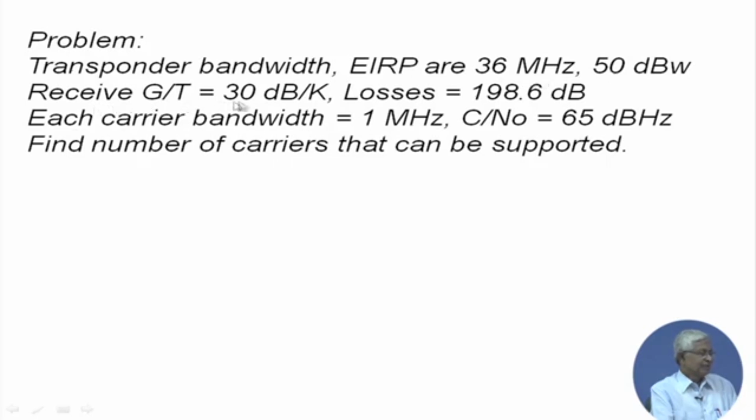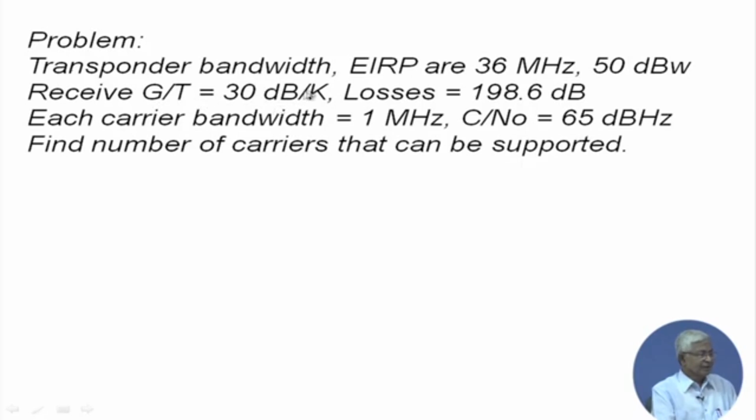Receive G by T is 30 dB per K. Receive means the ground station, G by T. Loss is 198.6. Now, you see earlier example it was minus 10 dB per K. Here it is 30 dB per K. So, gain is very large. So, it is a very large station.